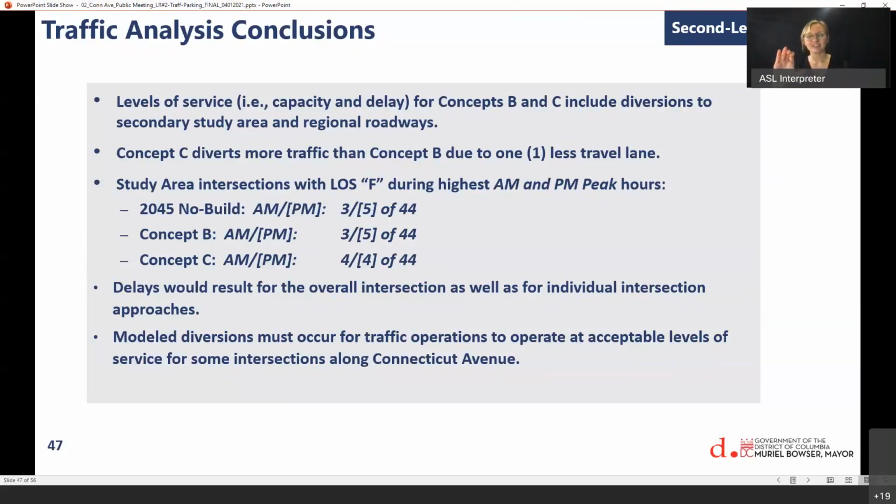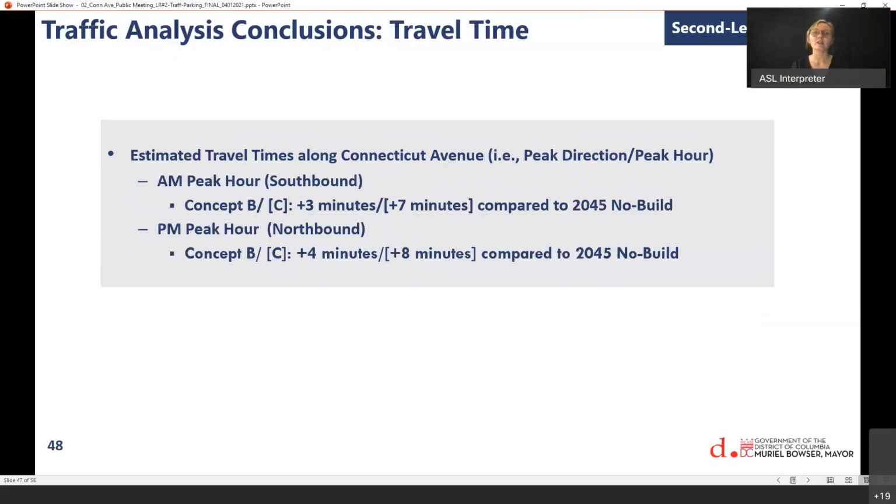Delays would result in the overall intersection as well as the individual intersection approaches. Model diversions must occur for traffic operations to operate at acceptable levels of service for some intersections along Connecticut Avenue. In terms of additional travel time, for concept B in the morning going southbound, that would be an additional 3 minutes. Concept C would be an additional 7 minutes compared to our 2045 no build condition. Going northbound in the evening, concept B would increase travel time by 4 minutes, and concept C would increase travel time by 8 minutes, compared to our no build condition in the year 2045.